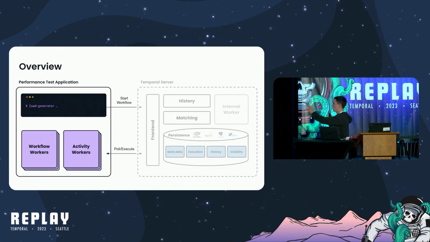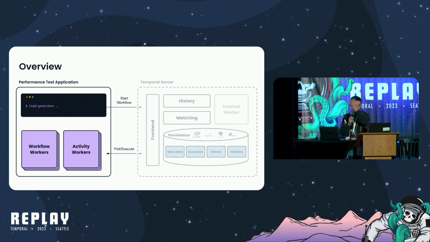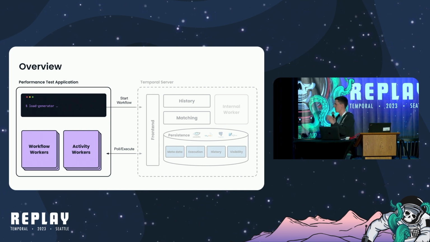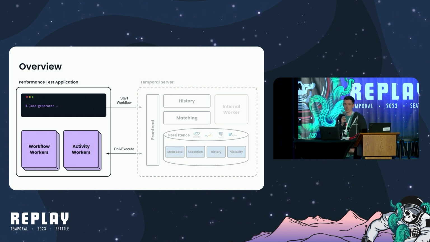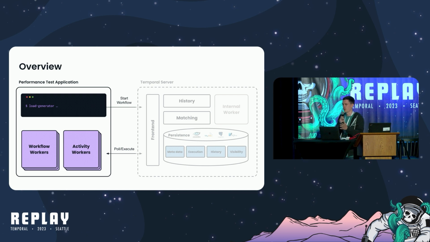I'm going to start on the left. Anything that's grayed out in any of these slides, you don't worry about it. We'll come to it later, so don't stress. You're going to need a performance test application. So this depends on the reasons for your performance testing.